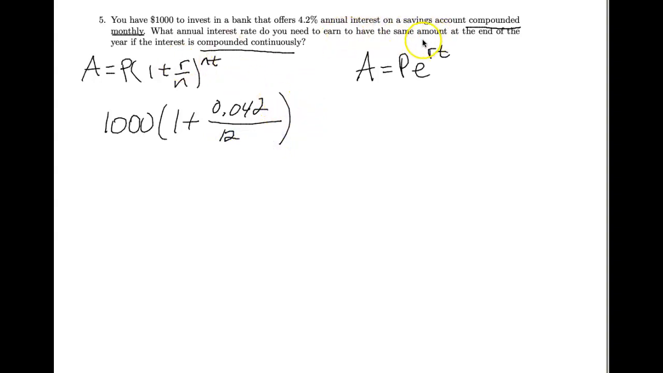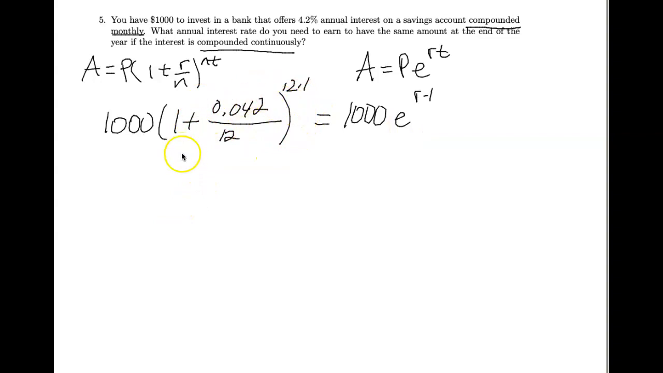It's telling us that we want to know when they're the same at the end of the year, so this will be 12 times 1. And so we want this amount to be the same as if it was compounded continuously. So P is still 1,000, and we are trying to find the rate, and T is still 1.